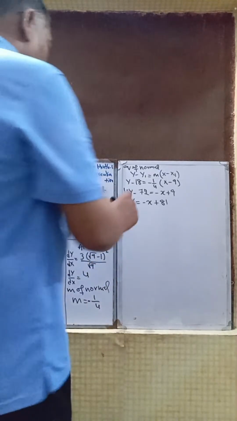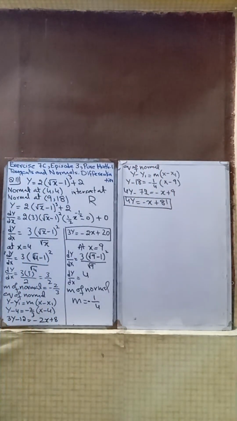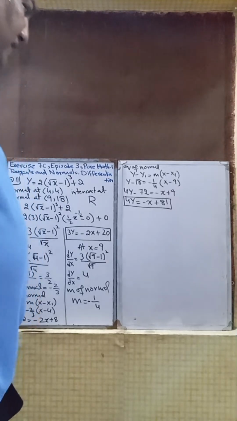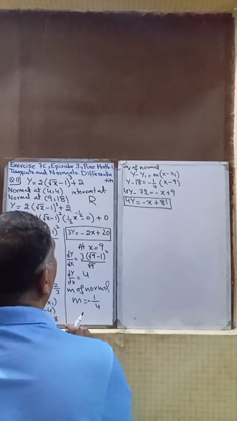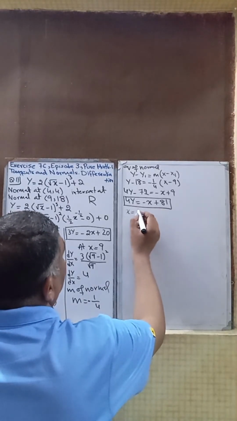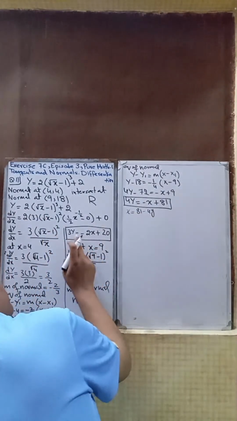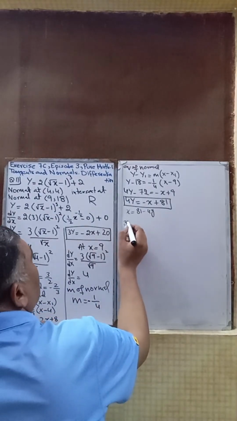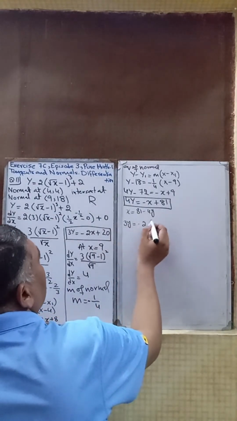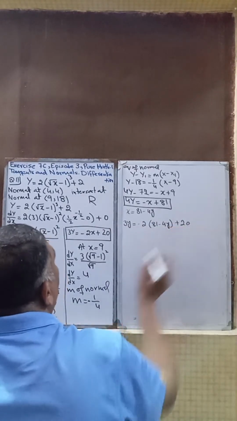So I hope everything is going good, because a lot of calculation is involved. Now we will find the point of intersection of these two normals, okay? So the point of intersection, I want to find out, we can get the value of x out of here, so that is 81 minus 4y. So I'll put that value here, okay? So 3y equals minus 2 into 81 minus 4y plus 20, okay?